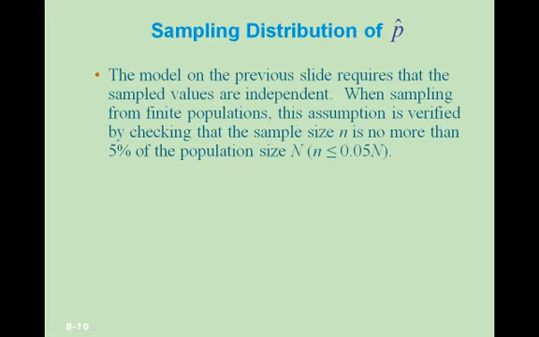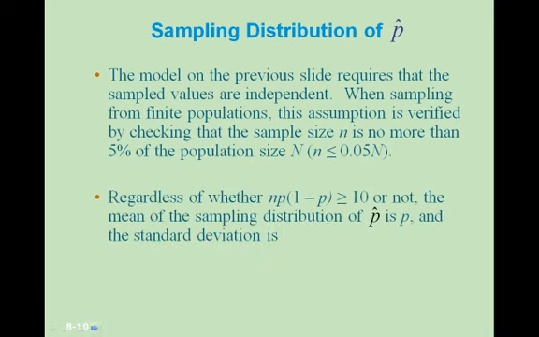The model on the previous slide requires that the sampled values are independent. When sampling from finite populations, this assumption is verified by checking that the sample size n is no more than 5% of the population size capital N. So little n must be less than or equal to 0.05 times capital N. Regardless of whether n times p times 1 minus p is greater than or equal to 10 or not, the mean of the sampling distribution of p hat is p, and the standard deviation is the square root of p times 1 minus p over n.